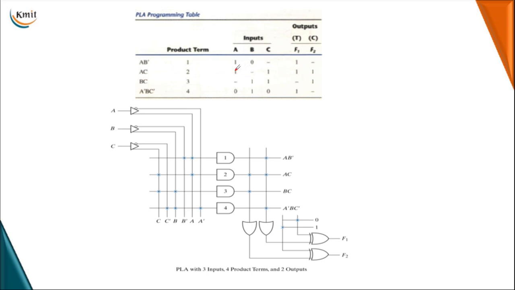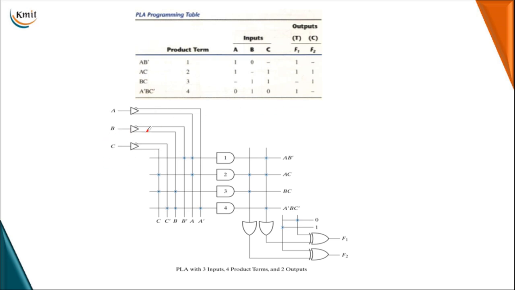Whereas here in AC, A value is 1, C value is 1. For the BC product term, B value is 1, C value is 1, and you don't have your A value. Next, F1 doesn't have your BC, so we represent it with a blank. BC is present in your function F2, so we represented F2 complement with a logical one. Next, A bar, B, C bar is your fourth product term, which is available in F1 only, where A value and C value are 0, B value is 1, and F1 of T becomes logical one.